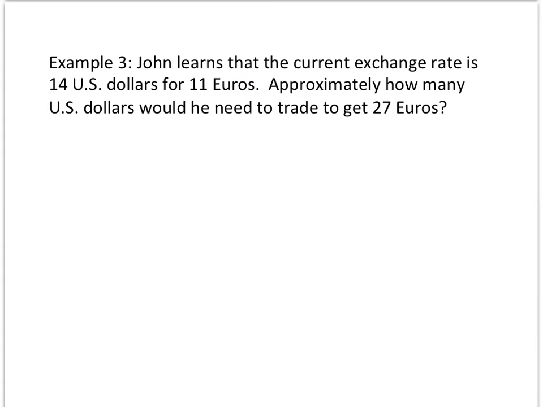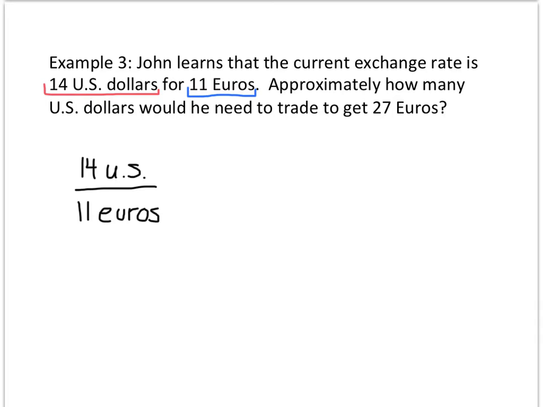In our third example, now we're talking about currency exchange rates. It says John learns that the current exchange rate is 14 US dollars for 11 euros. So there's our first ratio. 14 US dollars. So I'm just going to say 14 US compared to 11 euros. So over 11 euros. And again, it doesn't really matter which one I put on top or on bottom. I'm just recognizing that I have this current rate of 14 US dollars to 11 euros.